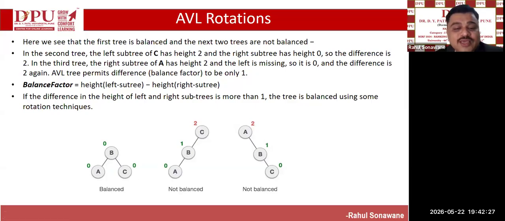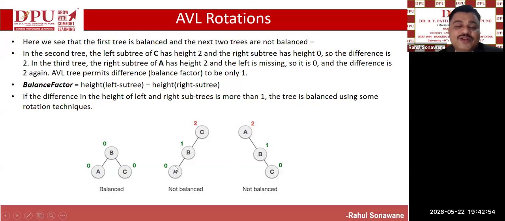How? Because A does not have any left subtree or right subtree. Therefore, its balance factor is 0. B has only a left subtree, but there is no right subtree. And therefore, I can say the height of the left subtree is 1 and the height of the right subtree is 0. 1 minus 0 is 1. Okay. Now, if you talk about C, C only has a left subtree, but there is no right subtree.